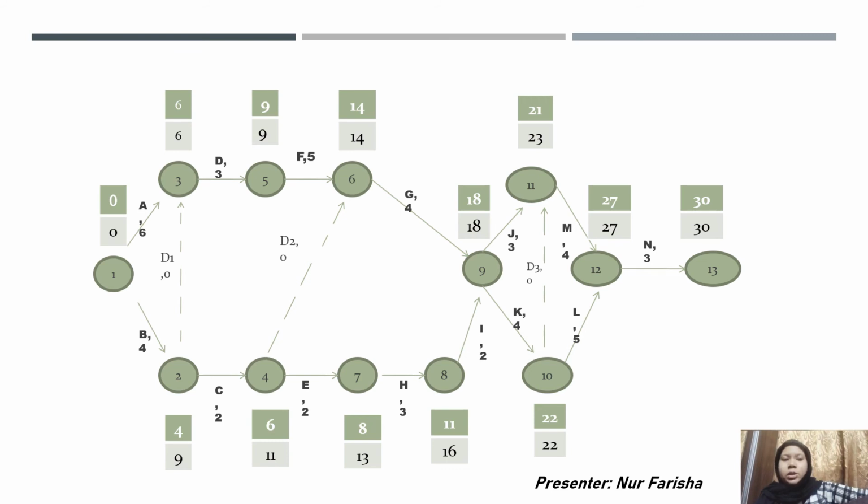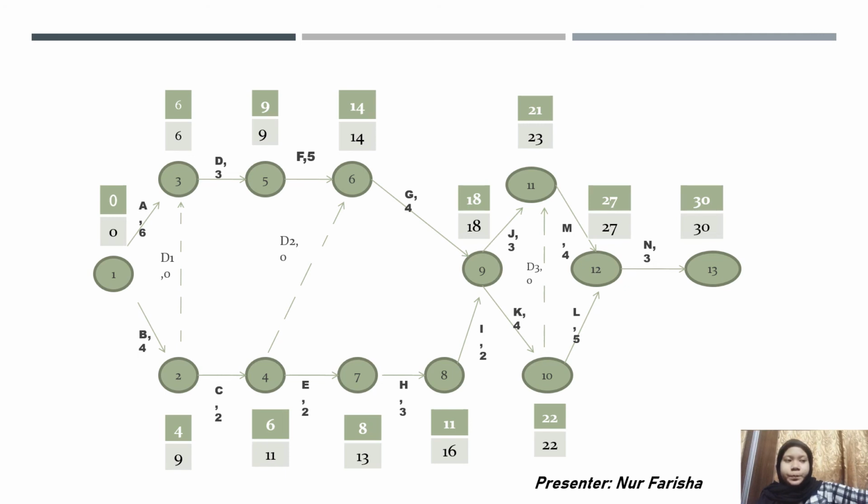So we choose the lowest one, because for LET we need to get the lowest number. For node 8, 18 minus activity F duration time 2, we get 16. For node number 7, 16 minus 3 get 13. Node 6, 18 minus activity G is 4, we get 14. And node number 5, 14 minus activity F duration time 5, get 9. Node 4, 13 minus activity E is 2 get 11.